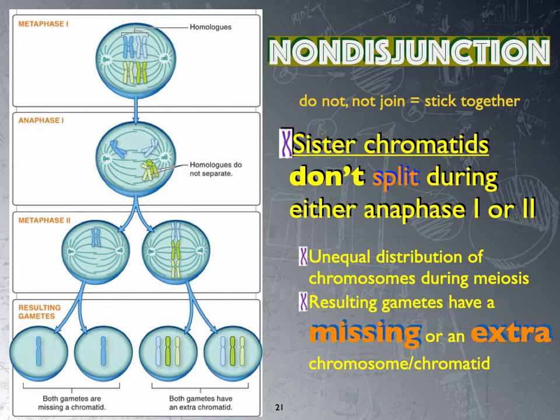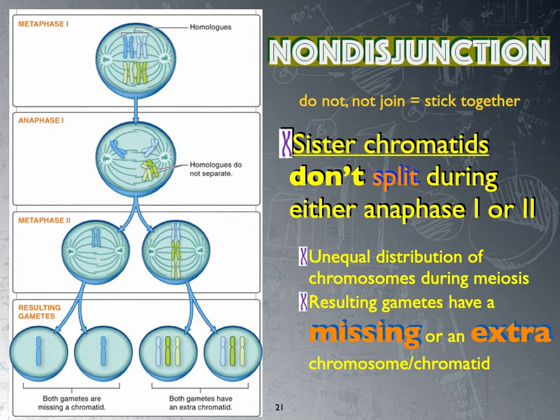A phenomenon that is not necessarily good is called non-disjunction. And I will argue that's a kind of a dumb word because it literally translates to "do not join." Or we could just say stick together. You have to remember non-disjunction. What happens during non-disjunction is the sister chromatids don't split during either anaphase 1 or anaphase 2, which means you don't split them up.